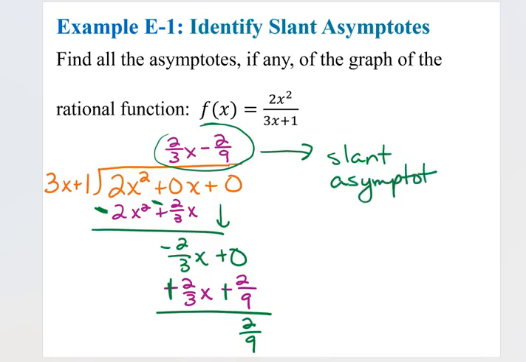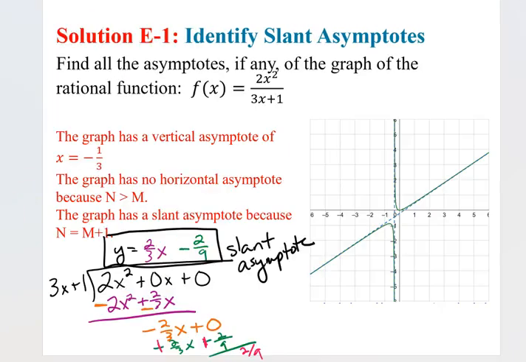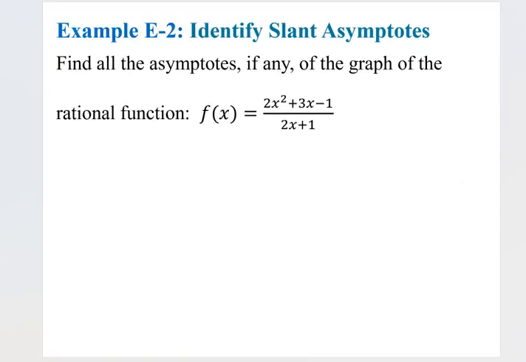So your slant, or your oblique, depending on what your book uses, is going to be y equals 2/3 x minus 2/9. So your graph is going to end up following that line. Notice here's the graph. Here is my slant. And notice how the rational function just kind of nestles down between that vertical asymptote and that slant asymptote on both sides of this graph. So it's very important that you double check yourself, and using a graphing utility is perfect for that.